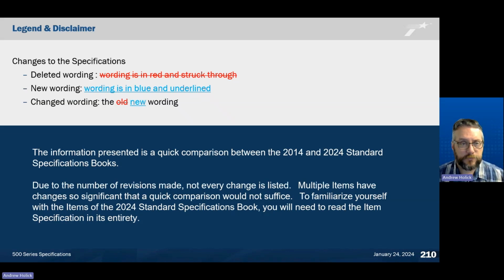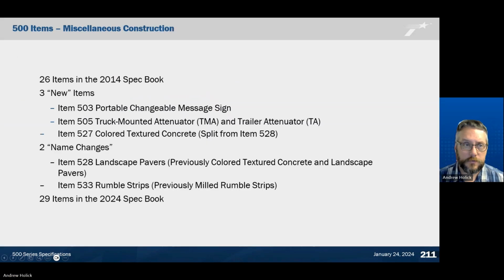Please bear in mind the information presented in this presentation is a quick comparison between the 2014 and 2024 standard specifications. Due to the number of revisions made, not every change is listed. Multiple items have changed significantly, and a quick comparison is not sufficient. To familiarize yourself with the items of the 2024 standard specifications book, you will need to read specific items in their entirety. There were 26 items in the 2014 spec book.